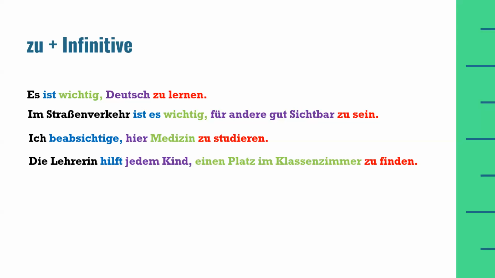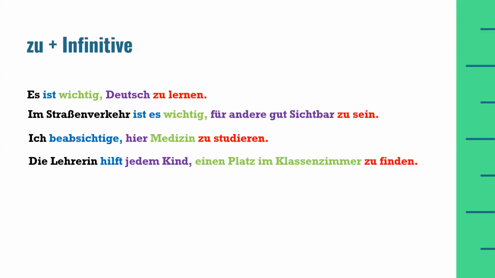Die Lehrerin hilft jedem Kind, einen Platz im Klassenzimmer zu finden. The teacher helps every child to find a place in the classroom. Now, why we have used jedem here is because helfen is a dative verb and the noun Kind here is a neuter noun. Therefore, we will use jedem, the dative ending for a neuter noun Kind.